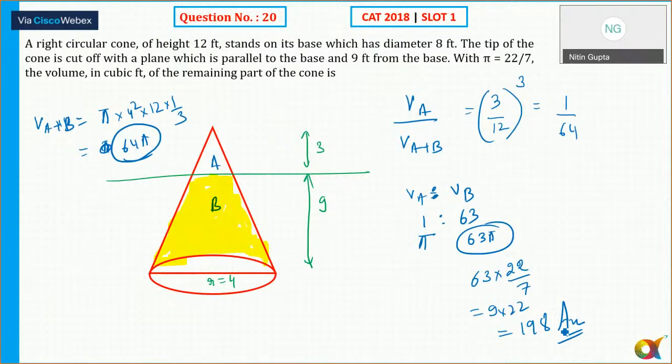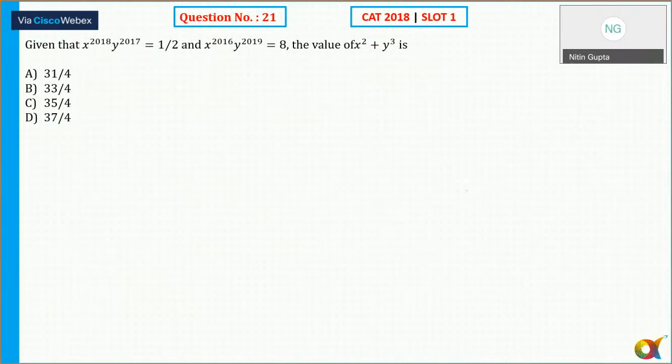If there is any doubt, please raise your doubt, all of you, quickly. Okay, let's move to question number 21 now. Again, a very easy one.